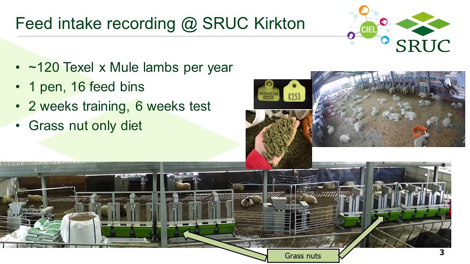So we had about 120 lambs per year, and they were in just one big open pen. Unlike the system that Flavie described and the one that Ellie described this morning, all of our lambs had access to all the feed bins. We have 16 feed bins in one big shed, so each of the lambs could access any of the feed bins at any time. We kept them topped up with the grass nuts, so it was ad lib feed. Again, we had the same setup as Elliot mentioned this morning: 2 weeks training and adaptation and then a 6 week test period.